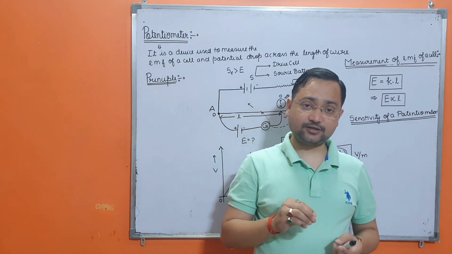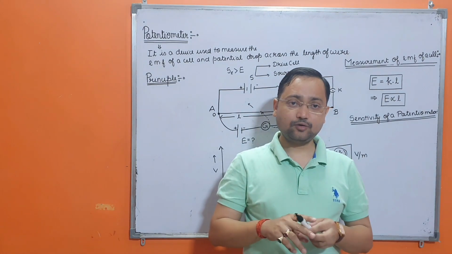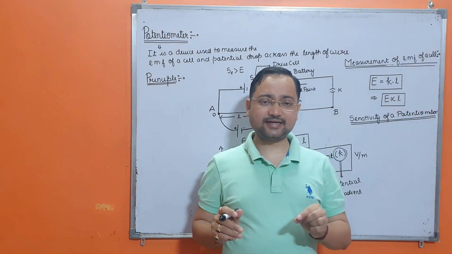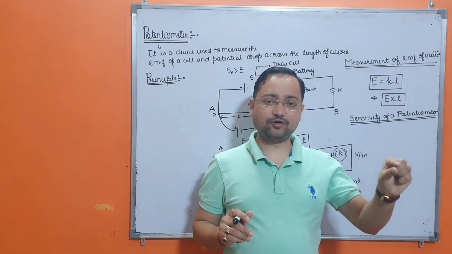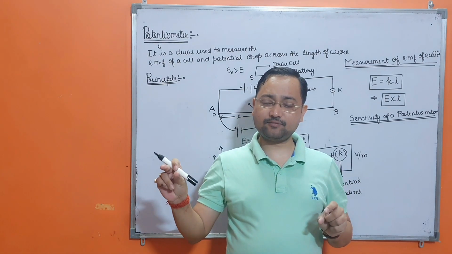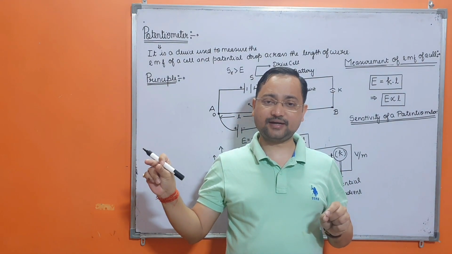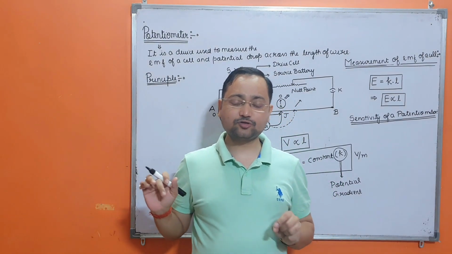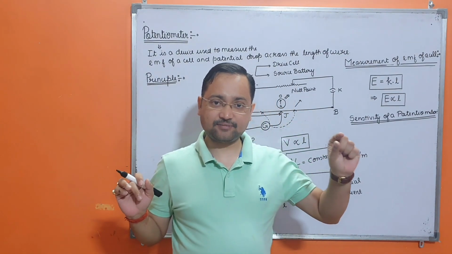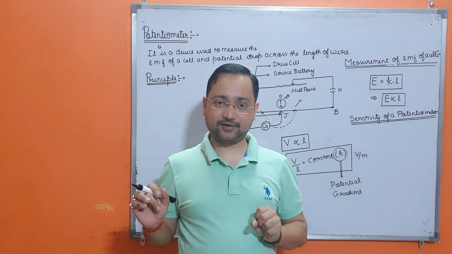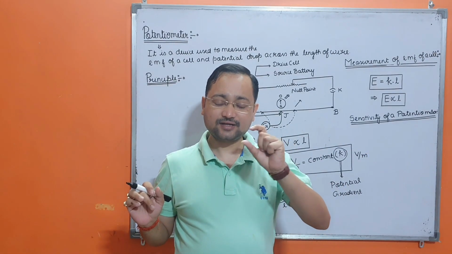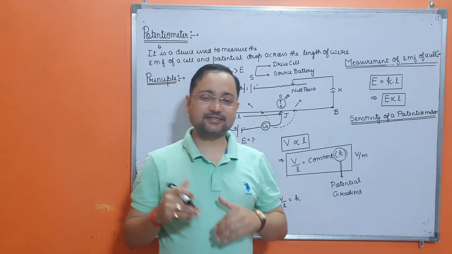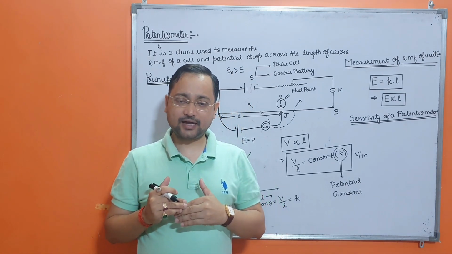Take two potentiometers. One potentiometer can measure an EMF of 0.1 volt, and the other can measure only a minimum EMF of 0.5 volt accurately. So which one will be better? The one which can measure 0.1 volt accurately, because any instrument which can measure as small a value as possible is better.